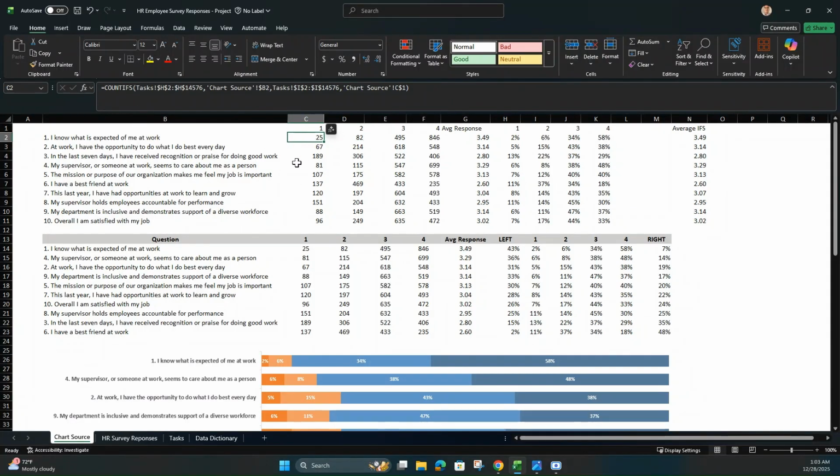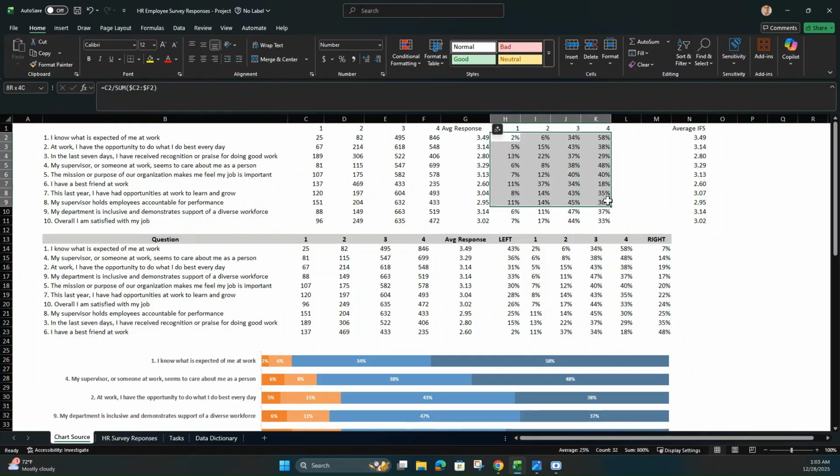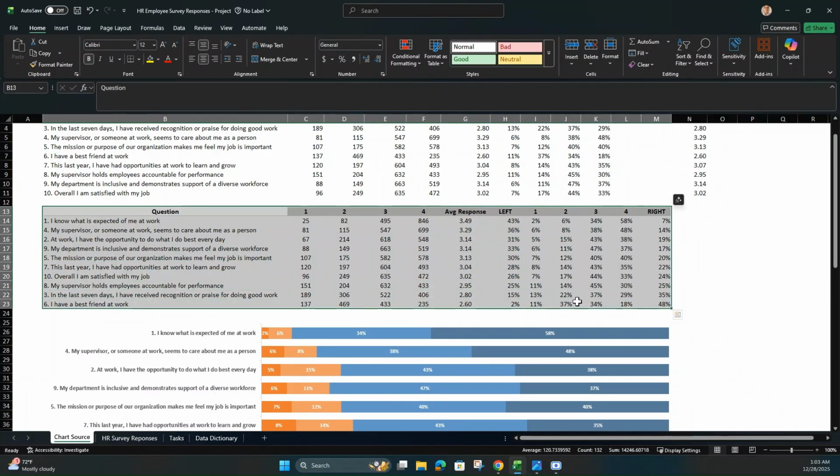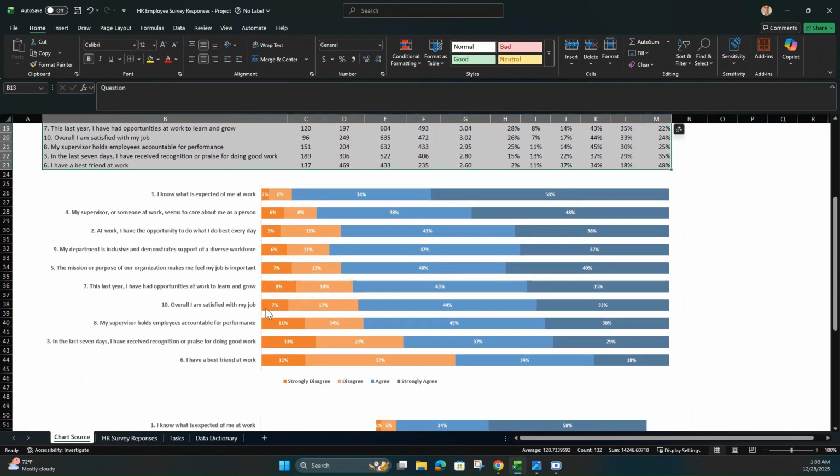We use COUNTIFS to bring here the questions, the possible responses, and the count of those intersections. With this, we calculated the average for each question, and we also calculated the percentage for each question and each answer, right? With this, we create this table, which is our base to insert and create this graphic, which is a 100% stacked bar.